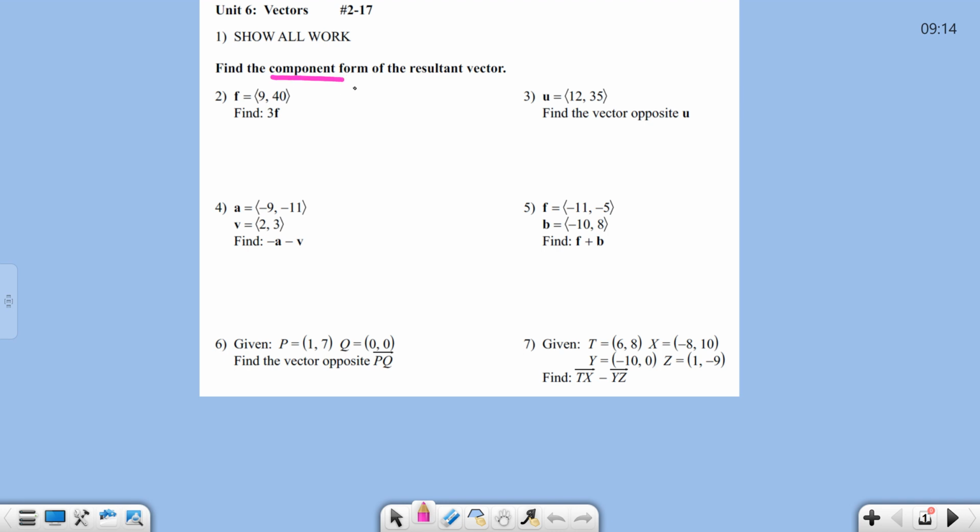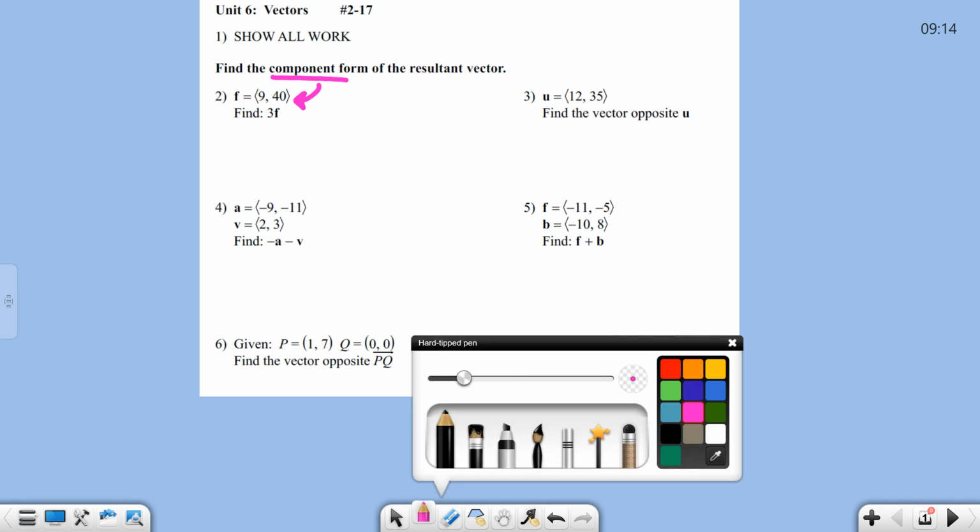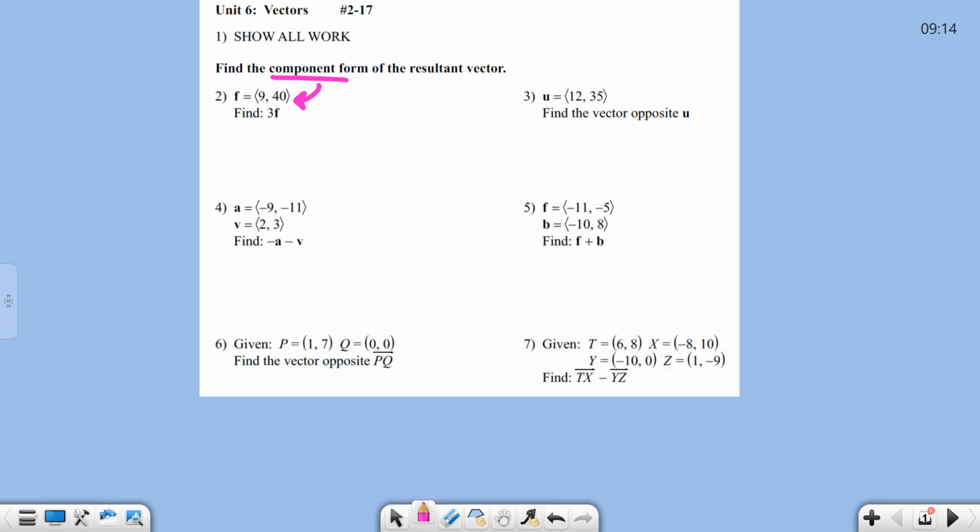Component form of a vector looks like how we have it written in example 1. Vector f is 9, 40. So in this case, they just want 3 times f. Y'all, you can do that. Multiply each of those components, horizontal and vertical, by 3. Piece of cake. That was number 2, excuse me. Number 3 is do the opposite, so you change the signs. Piece of cake. Again, 4 and 5 are addition and subtraction.